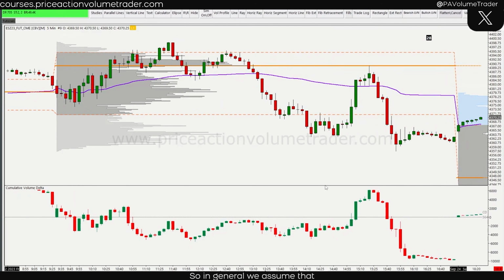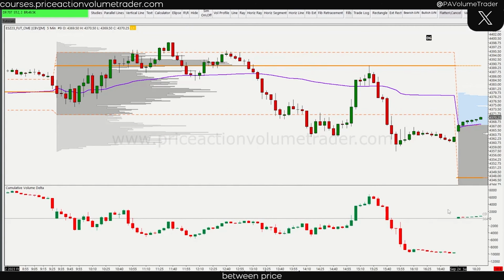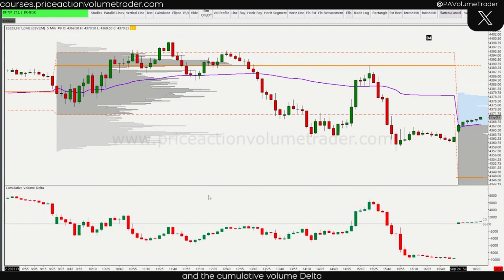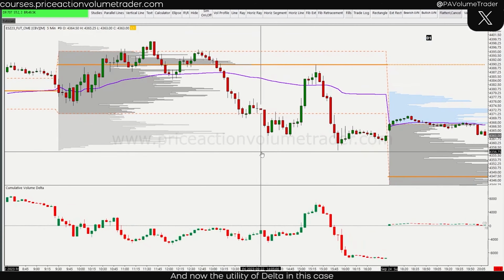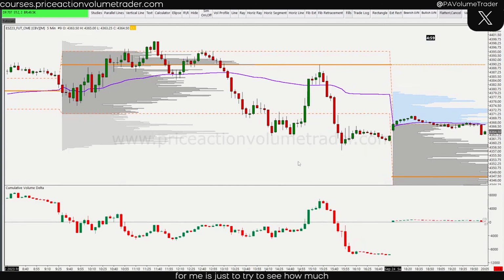Okay, so in general, we assume that if we see a market that's rising, then we're assuming that there's a lot of aggressive buyers going in line with it. But as we're going to see, this is not always the case. And this is what we call just general divergences between price and the cumulative volume delta. And now the utility of delta in this case for me is just to try to see how much effort by buyers or sellers, what effect is this having on the market?